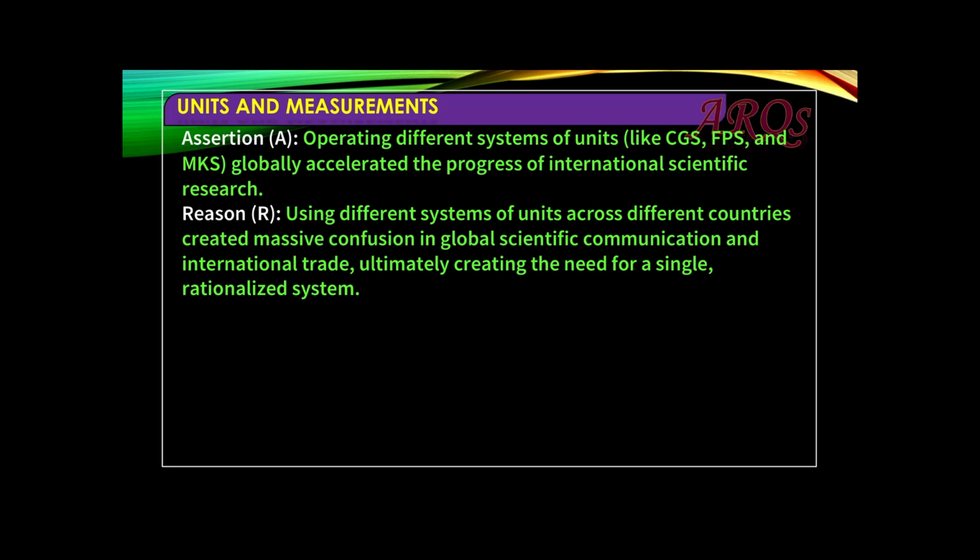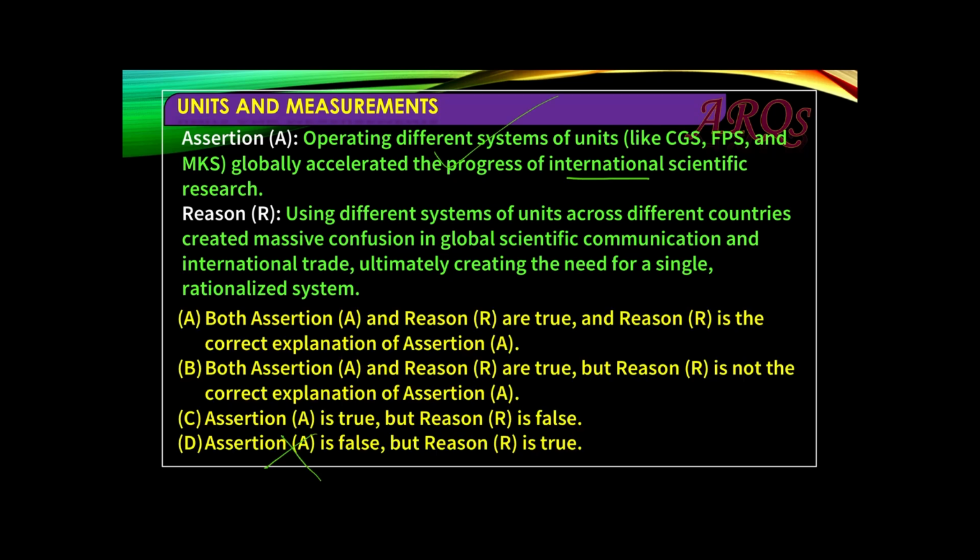Another assertion reasoning question. Operating different system units like CGS, FPS, MKS globally accelerated the process of international acceptance everywhere. So that is true. D is wrong. Using different system units across different parts of the world created confusion. That is also true. International trade led to creating an internationally accepted single unit. That is also true. So this is wrong. And between those two, do you think reason is the correct reasoning for the assertion? Yeah, that is a reason.